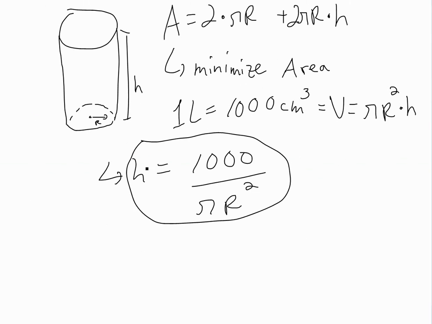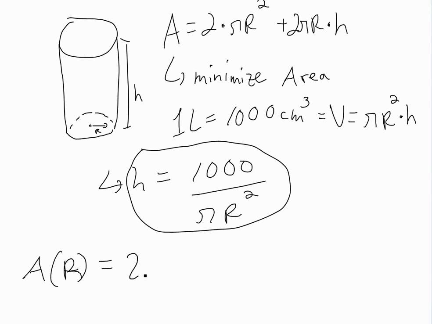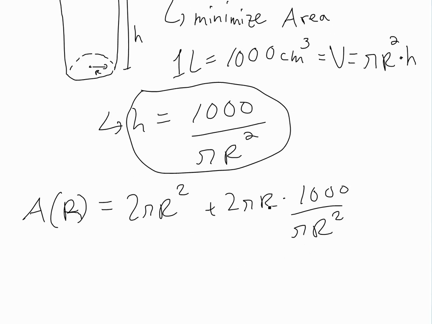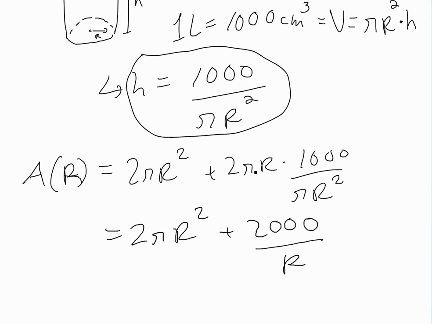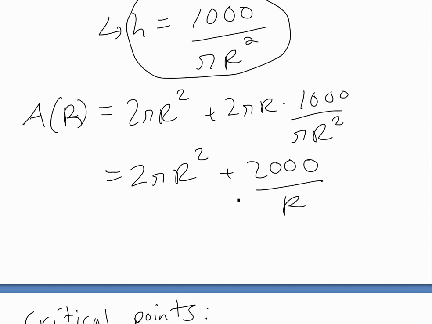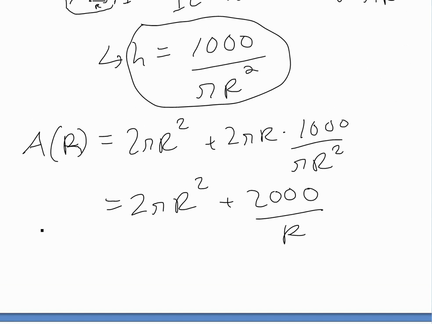When we plug h into the area function, we get area as a function of r only. This equals 2 pi r squared plus 2 pi r times h, which is 1,000 divided by pi r squared. Simplifying, this is equal to 2 pi r squared plus 2,000 over r, as the pi r cancels. So now we have this function.